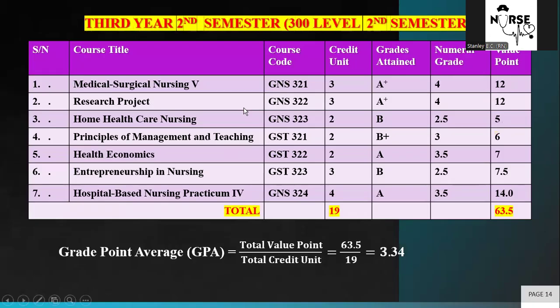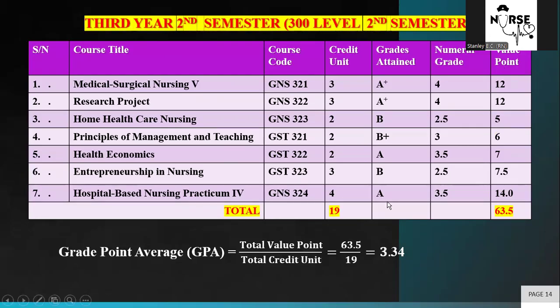Let's move on to the next semester. Third year, second semester, 300 level, second semester. The student is offering 7 courses. All the credit units for the courses are 19 when we put them together. The total value point for the student is 63.5, depending on what the student scored.